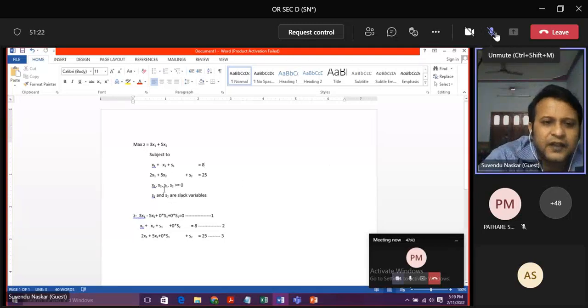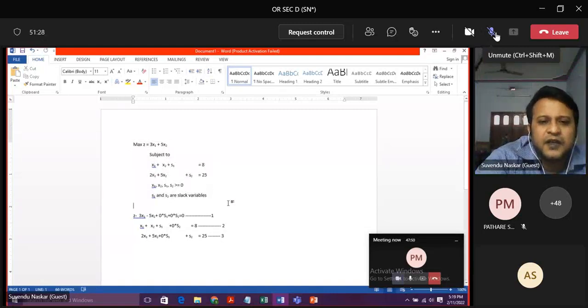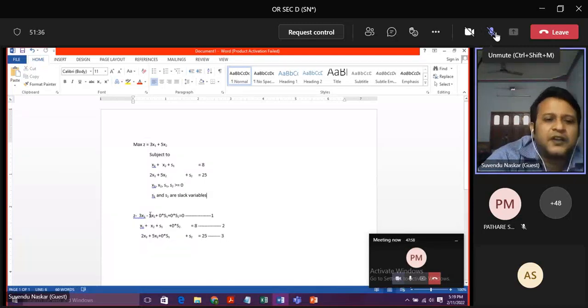So this is the equation, which was my initial equation. Now I converted it to equality form. On the right hand side, I have all the constant values. On the left hand side, I have all the variables, both basic and non-basic, which includes decision variables as well as the slacks that I have introduced.